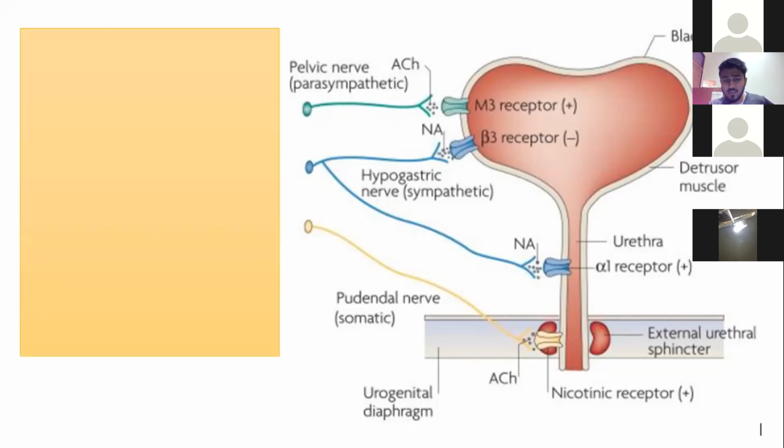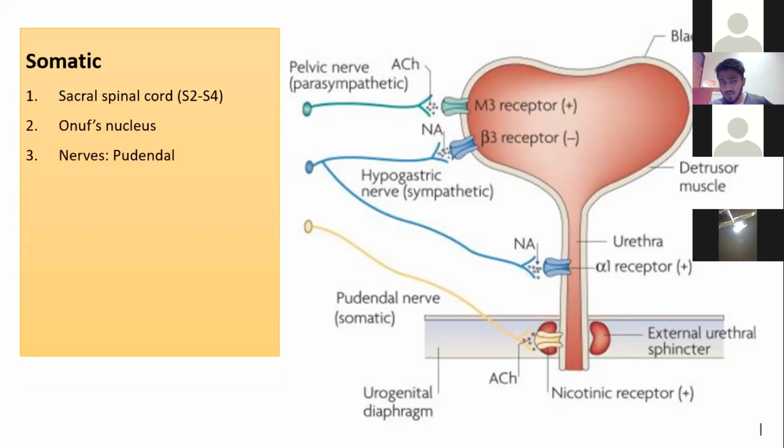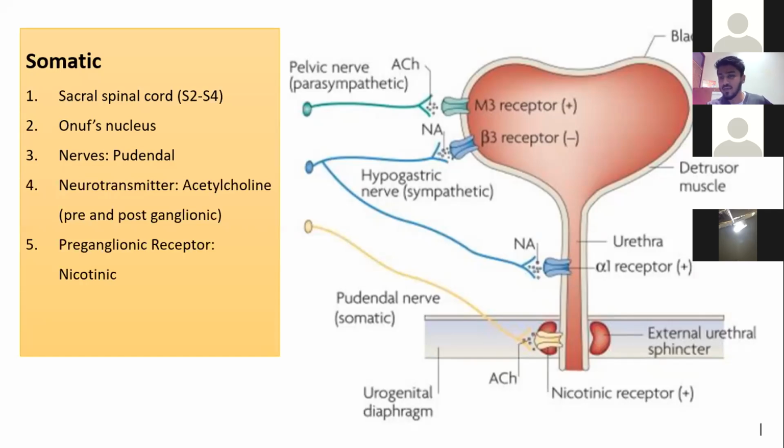And the third and last player of the peripheral nervous system is the somatic, which also arises from the same level. The Onuf nucleus is involved, and the nerve is pudendal. And for the trainees who appeared in the internal exam today, the nerve involved for the function of the external urethral sphincter is the pudendal nerve. Neurotransmitter again acetylcholine, preganglionic again nicotinic, and postganglionic nicotinic. So this is it for all that is happening at the level of the bladder.